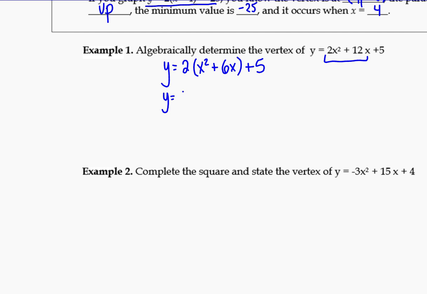Next step, we want to make it a perfect square trinomial, right? So what do we do from here? Divide 6 by 2 and square it. 3 squared is 9. So we're going to add 9, but we can't just add 9, so we will subtract 9.